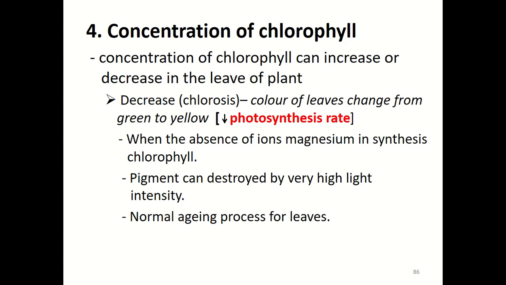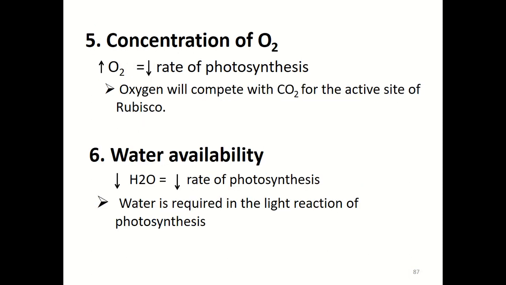This happens with the absence of iron and magnesium in the synthesis of chlorophyll, and also when the pigment has been destroyed by a very high light intensity, though it is also a normal aging process for leaves. Next is concentrations of oxygen. The higher the concentration of oxygen, the lower will be the rate of photosynthesis, because oxygen will compete with carbon dioxide for the active site of Rubisco, thus causing photorespiration to take place instead of the Calvin cycle. Remember, photorespiration is a wasteful reaction.